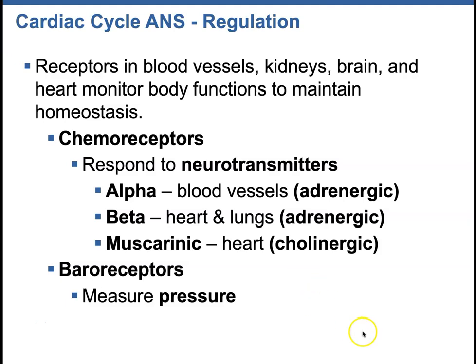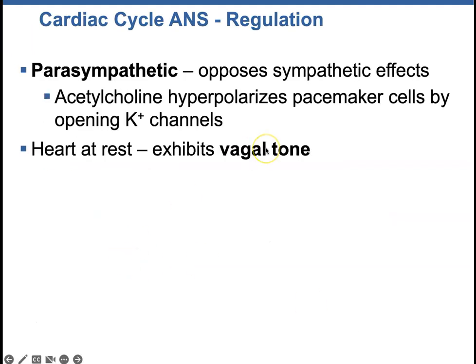Then we also have the baroreceptors in the heart, in the atria, that measure the amount of pressure. The parasympathetic, again, is going to oppose sympathetic, so that means that it's going to inhibit sympathetic effects. And the acetylcholine hyperpolarizes by opening potassium channels in the cells and allowing potassium to leave.